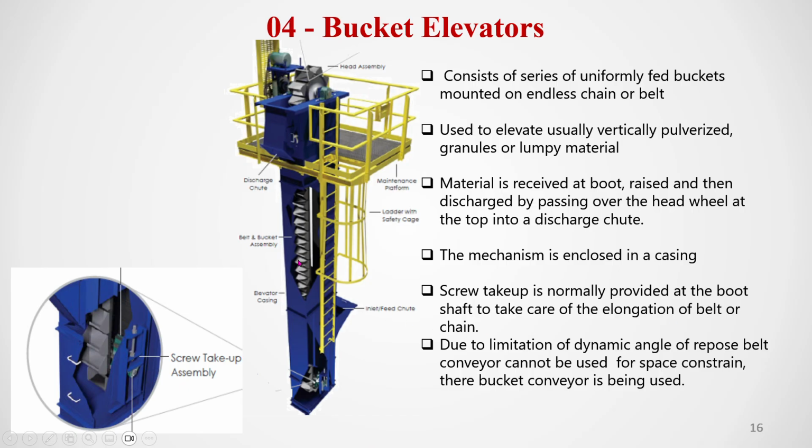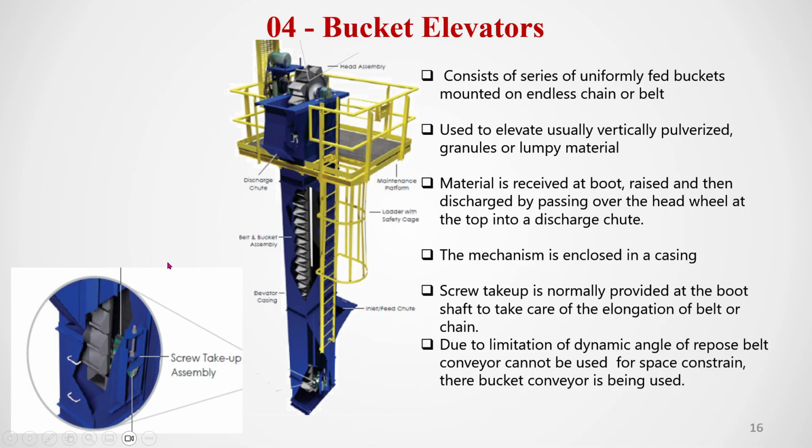After prolonged running, the belt can elongate, so you can adjust the screw take-up assembly to increase the tension of the chain. Due to the limitation of the dynamic angle of repose, a belt conveyor cannot be used where there is a space constraint. There, a bucket conveyor is used.